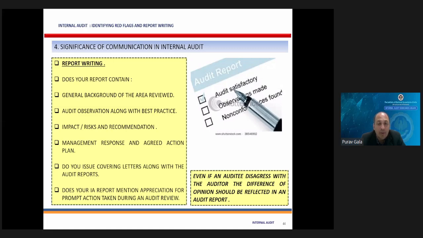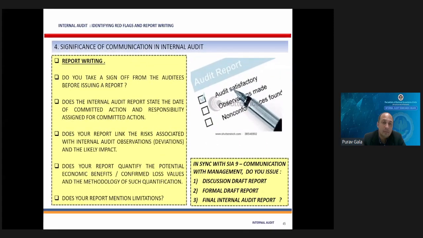There is no issue if an auditee is disagreeing with your observation. We can always agree to disagree. That doesn't mean that you need to drop an observation as long as you have the right conviction, along with business articulation. We take a sign off from auditees that yes, you agree to the observation.